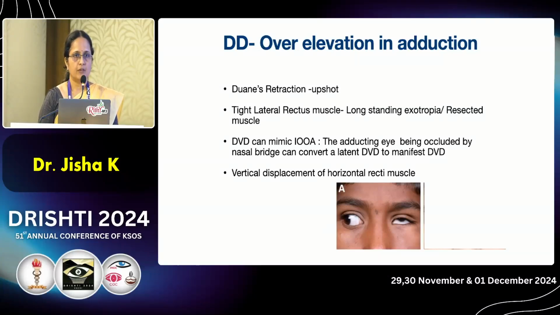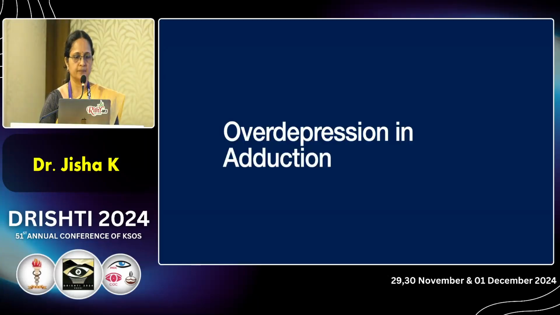And sometimes you have to know that with a DVD, when you are looking at version movements, the adducting eye may be occluded from the target by the nasal bridge, and you will get an overshoot of the adducting eye. That is DVD, not inferior oblique overaction. And a vertical displacement of the horizontal recti muscles, especially after a surgical procedure, can also mimic an inferior oblique overaction.